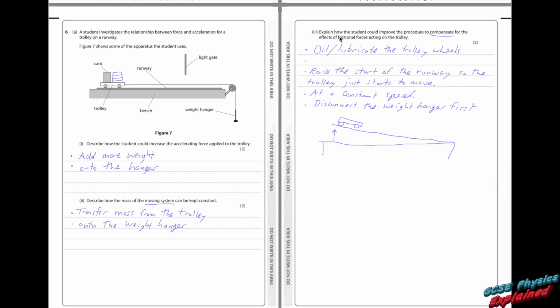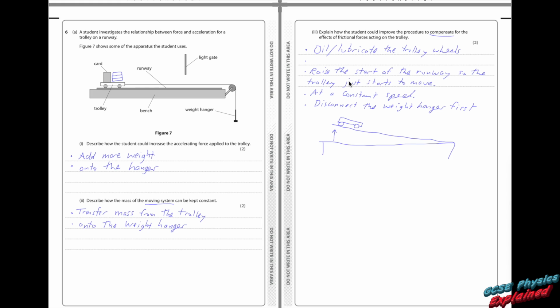Part 3. Explain how the student could improve the procedure to compensate for the effects of frictional forces acting on the trolley. Now, frictional forces, if you're wanting to decrease frictional forces, you'd say something like oil or lubricate the trolley wheels. You might even say lubricate the pulley, although I wouldn't in this case because they haven't even named the pulley. So I would stay away from that top answer.